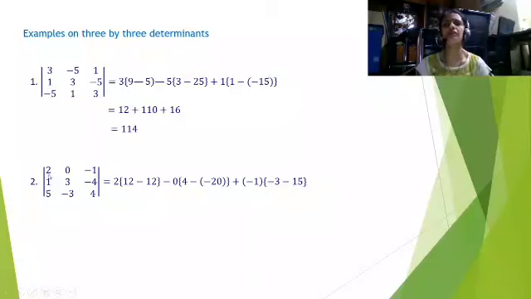One more example. 2, 0, minus 1; 1, 3, minus 4; 5, minus 3, 4. Expanded. So 2 into what? 12. Again, 2 with a minus sign, so it will become plus, and one determinant's minus sign, so it is minus 12. Minus 0 into 4, minus minus plus, so minus minus 20 I have written, and plus minus 1 into minus 3 minus 15. So it is 12 minus 12, 0, 2 into 0.